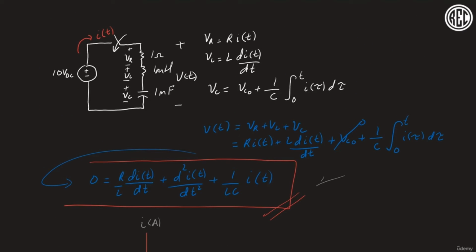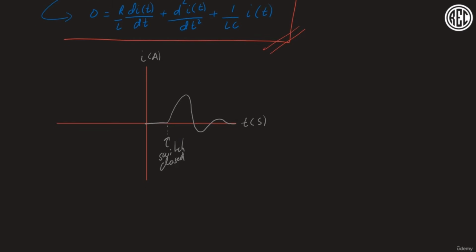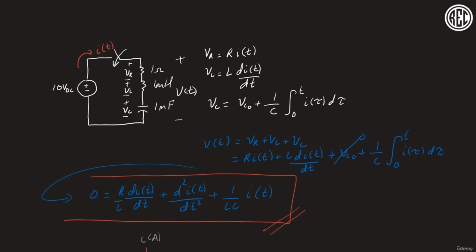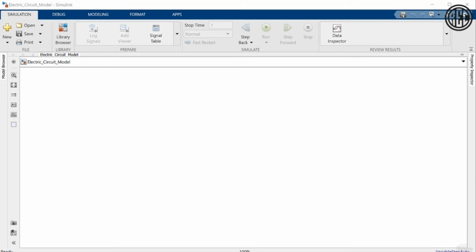And again, we can see that from this differential equation, and this occurs once we close the switch. So before we close the switch, of course, there's not going to be any current because the circuit isn't complete, and the voltage across the other side of the circuit, so v of t, is going to be also 0. But once we close the switch, current starts to flow, and the transient response should look something like this. So now let's go into Simulink and let's see if the simulation matches our calculation.